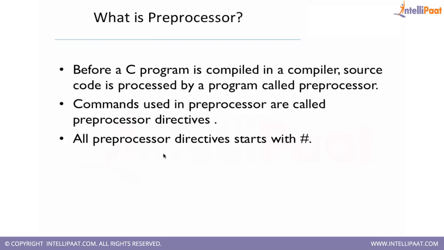Just to note, all the preprocessor directives start with hash. So whenever we include a header, for example, we have used hash include stdio.h. The hash is nothing but an identifier which tells the C program that it is a preprocessor directive.